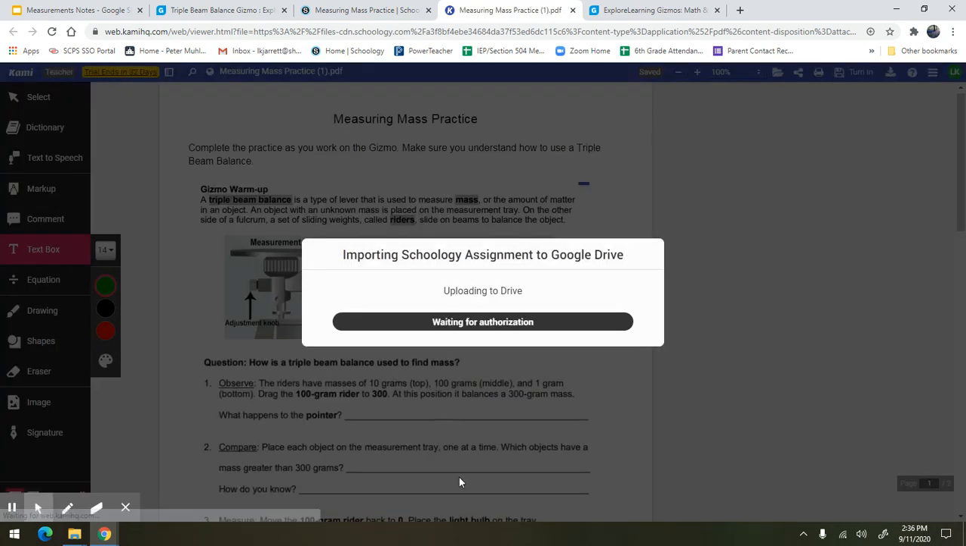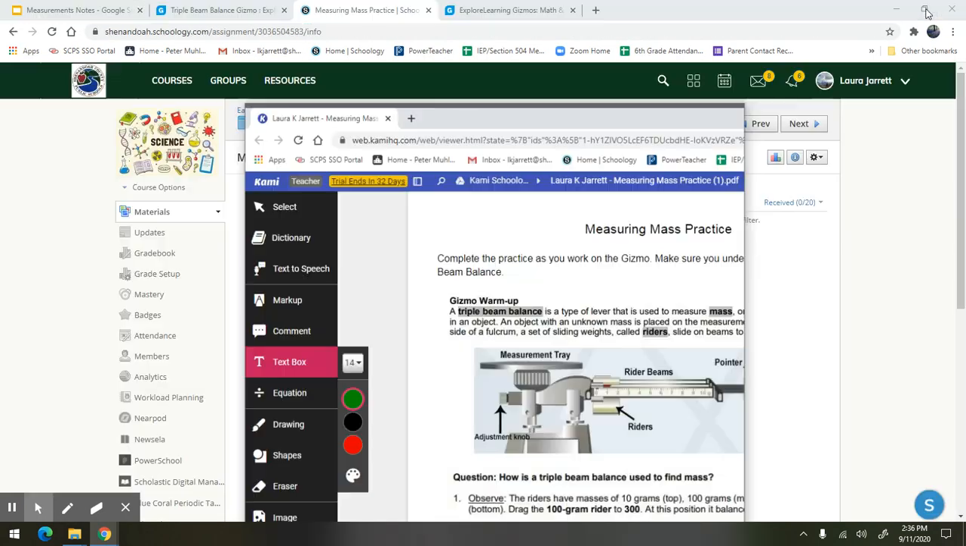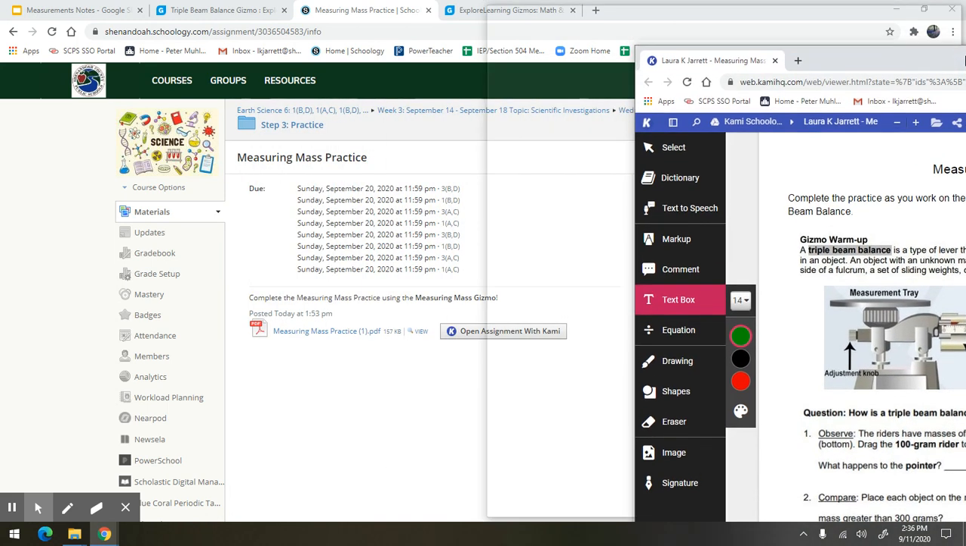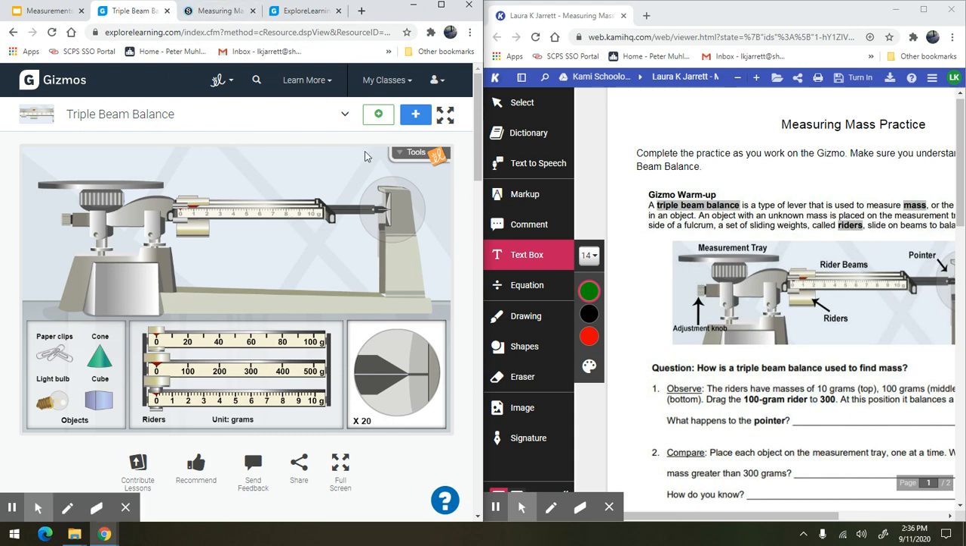So now it's given me my own page, and hopefully it says your name at the top like it says mine. So again, if you are on your computer, I'm going to pull this one out so it's by itself, and I'm going to minimize it and pull it to the right-hand side. And then I'm going to find the one that says triple beam balance, and I'm going to look at this one. Okay, so this is the gizmo that you should be able to click on, and I'll give you a link right before this measuring mass so that you can see that.